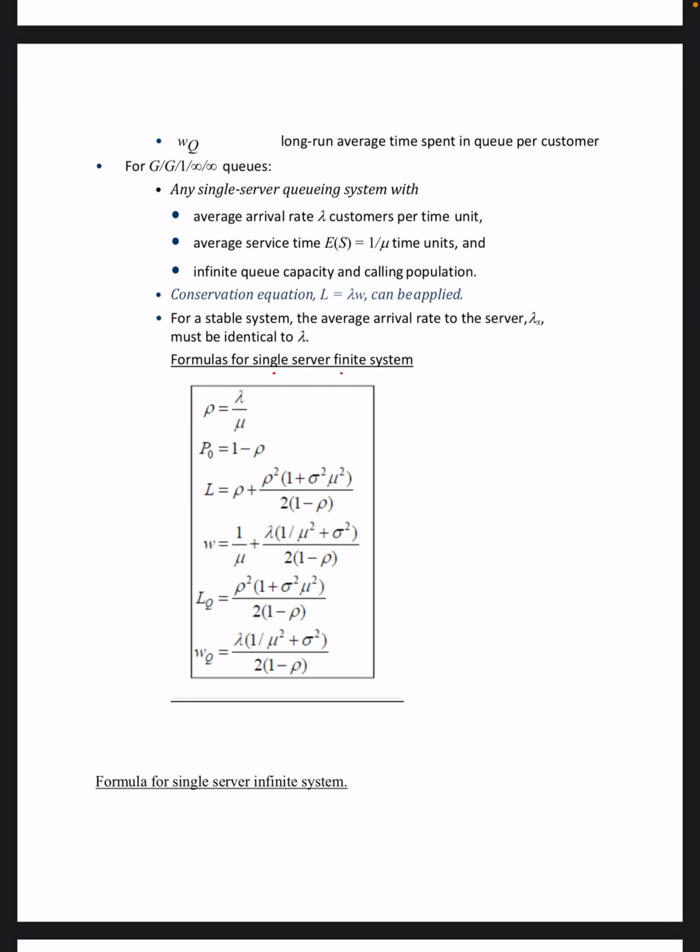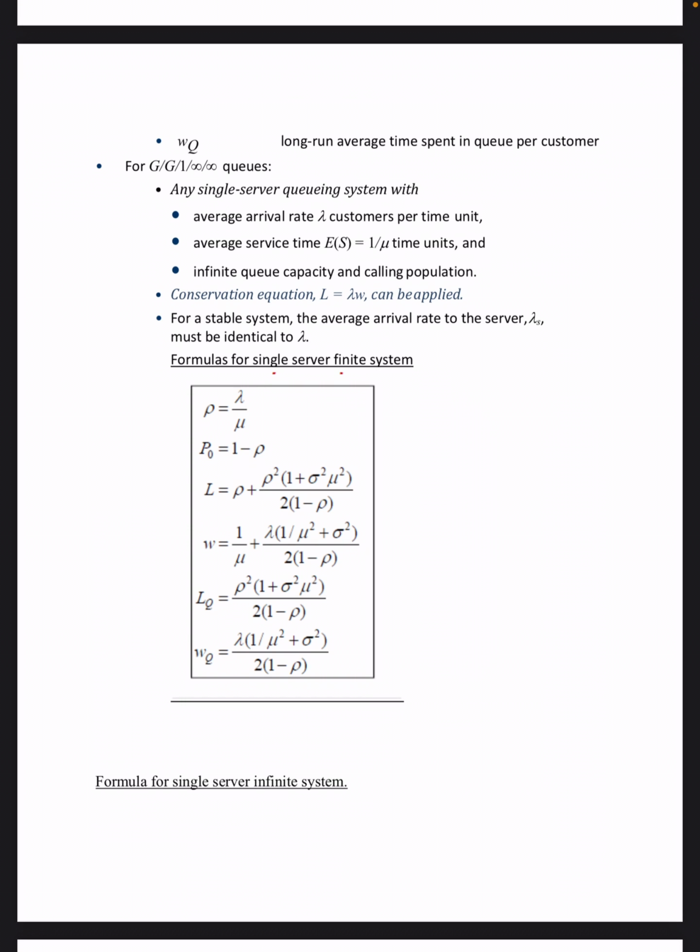L equals rho plus rho squared into (1 plus sigma squared mu squared) divided by 2 into (1 minus rho). W is 1/mu plus lambda into (1/mu squared plus sigma squared) divided by 2 into (1 minus rho). L_Q is rho squared into (1 plus sigma squared mu squared) divided by 2 into (1 minus rho). W_Q is lambda into (1/mu squared plus sigma squared) divided by 2 into (1 minus rho).